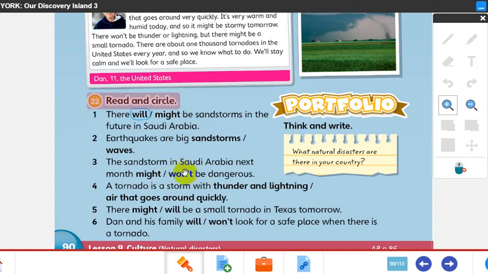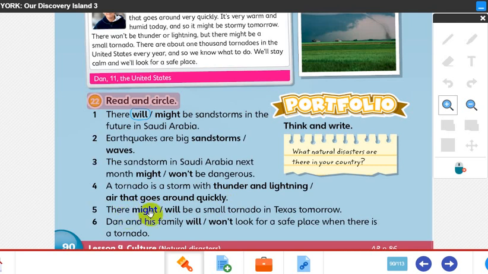It won't be dangerous. Number 4, a tornado is a storm with thunder and lightning or air that goes around quickly. Yeah, this is so easy, I think, for all of you, mashallah. Great job. So a tornado is a storm with air that goes around quickly. That's right.